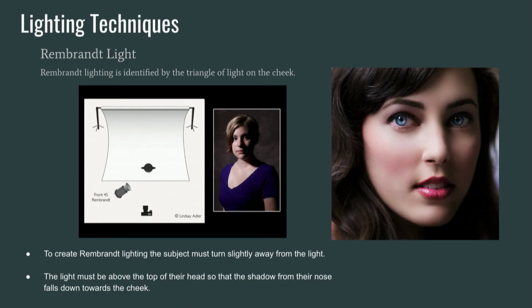Then there's a Rembrandt light technique. The Rembrandt light is identified by a triangle of light on the cheek, as you can see on the cheek of these two ladies there. To create a Rembrandt light, the subject must be slightly away from the light. The light must be above the top of their head so that the shadow from their nose falls down towards their cheek. Something like this.